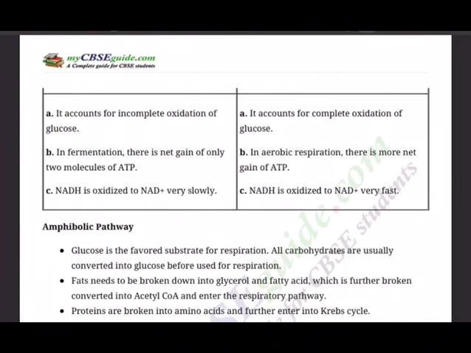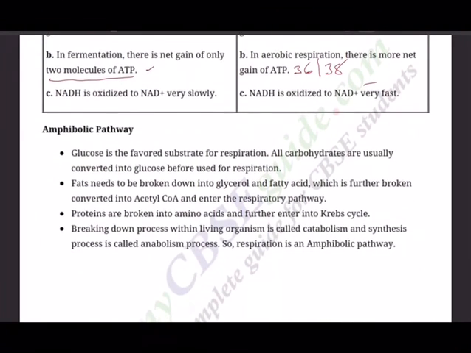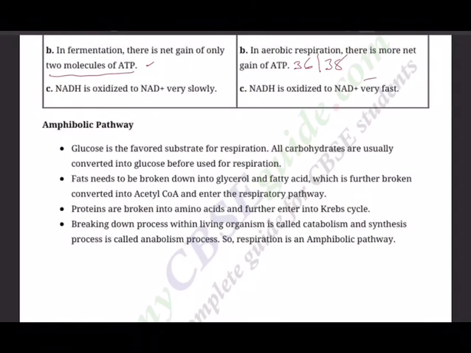So what is the difference between fermentation and aerobic respiration? Fermentation accounts for incomplete oxidation of glucose as we discussed, and aerobic respiration is complete combustion, complete oxidation of glucose. In fermentation, there is a net gain of only 2 molecules of ATP. In aerobic respiration, as we just discussed, there are something like 36 to 38 molecules depending upon the type of aerobic respiration. In fermentation, NADH is oxidized to NAD plus very slowly, while in aerobic respiration NADH is oxidized to NAD plus very fast, as we see.